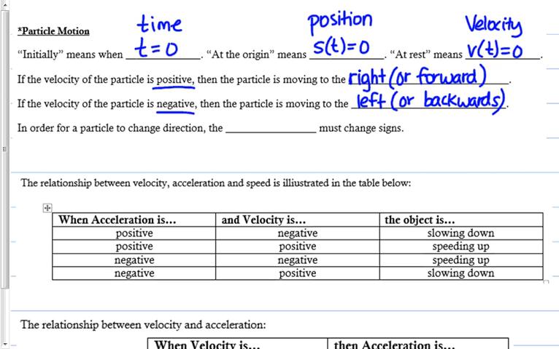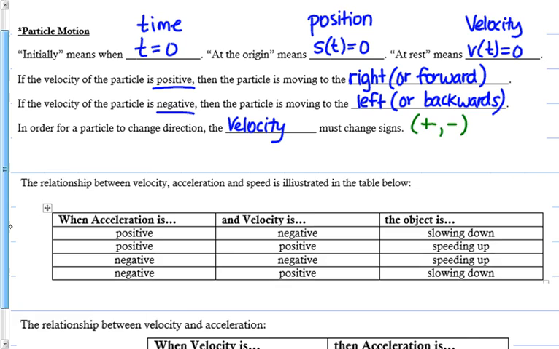Okay, in order for a particle to change direction, the velocity must change signs. And what I mean by change signs, when we look at the graphs, it'll be easier to determine what you're talking about. But the signs are from negative to positive or positive to negative. So if one part is positive and then it changes to negative, it changed signs. That means the particle changed direction.